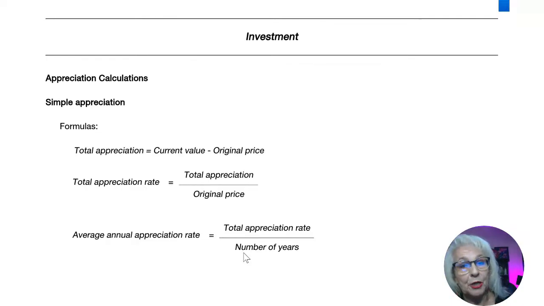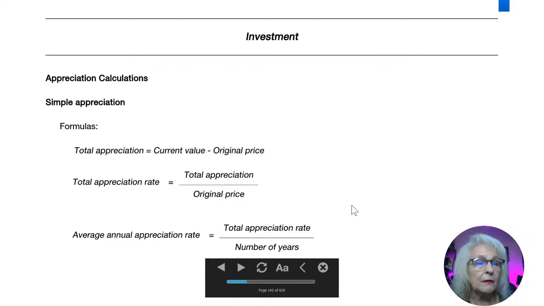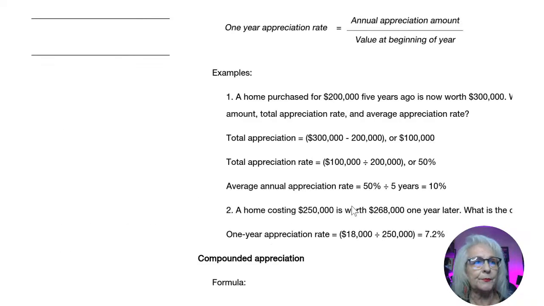If the property appreciates, as a tax shelter, a tax write-off, we also have the depreciation write-off. So there are multiple ways to make money in real estate. The total appreciation rate is the total appreciation, current value minus the original value when it was bought, divided by the original price. The average annual appreciation rate is that rate divided by the number of years someone has had the property.